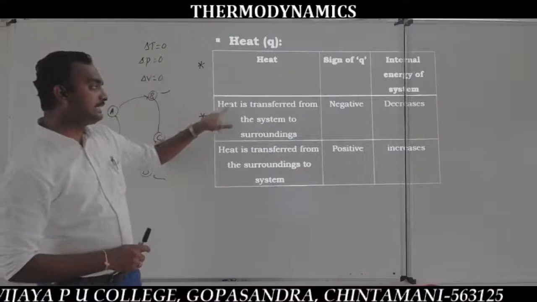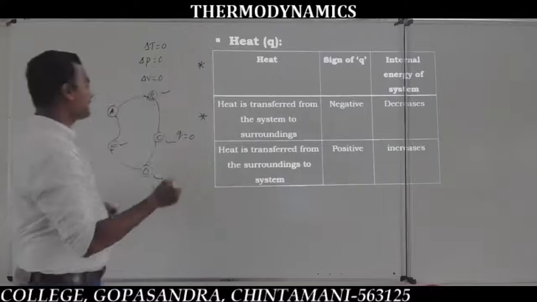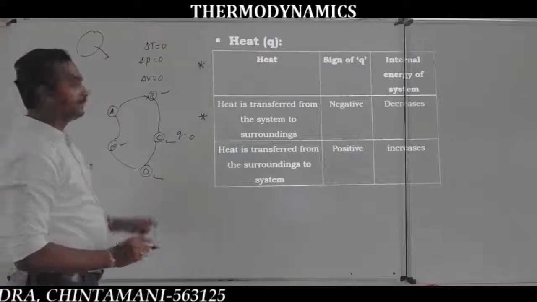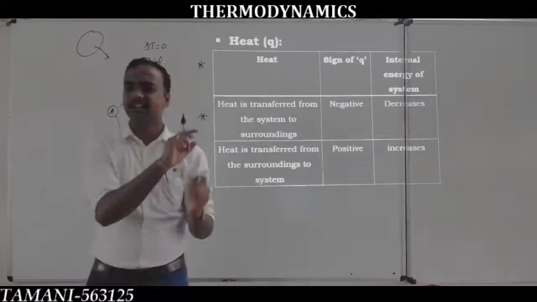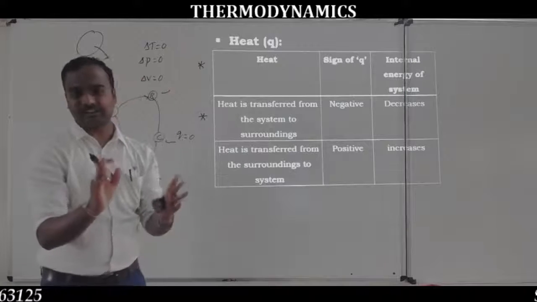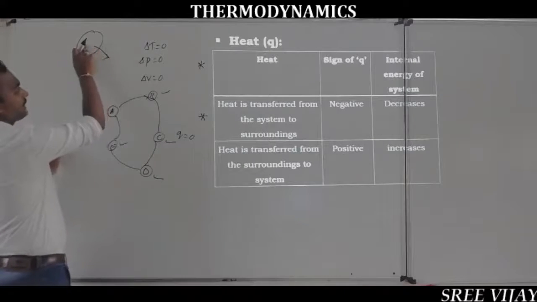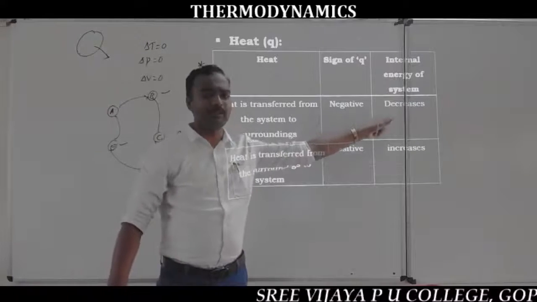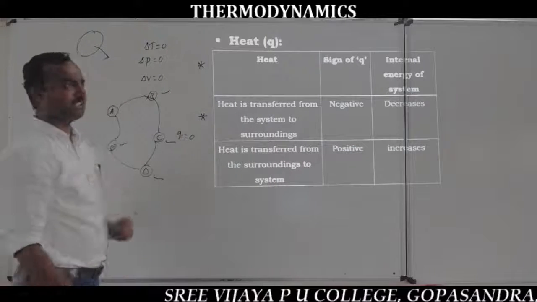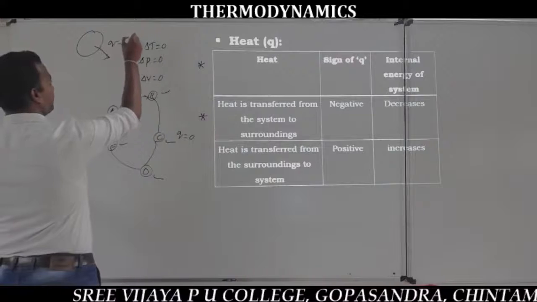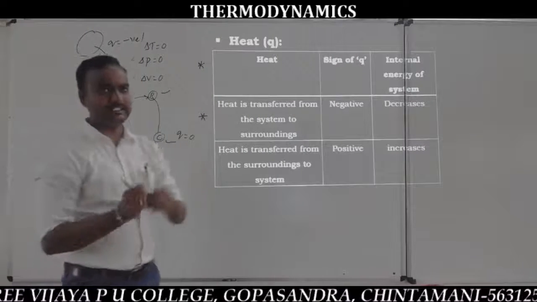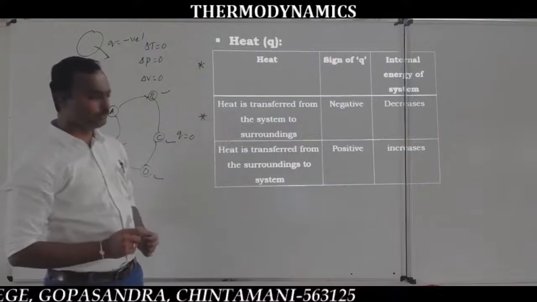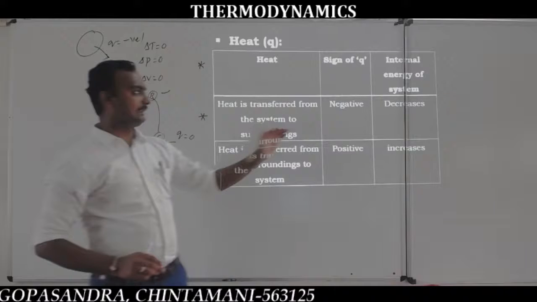In the first case, heat is transferred from system to surroundings. For example, let me say this is a system. Heat is being transferred from the system to the surroundings. So what happens to the internal energy? Definitely internal energy decreases. The total energy of the system is called internal energy. When energy is transferred in the form of heat outside, the internal energy will definitely decrease. And heat coming out of the system means the sign of Q is negative. Q is negative, that is, heat is coming out of the system to the surroundings. So that is the first one. Heat transfer from system to surroundings, nothing but the sign of delta Q is taken as negative.